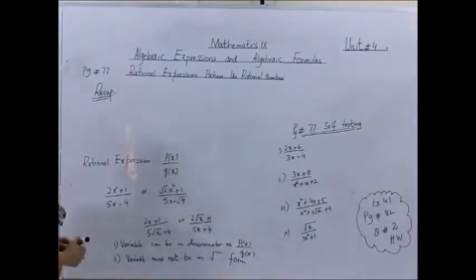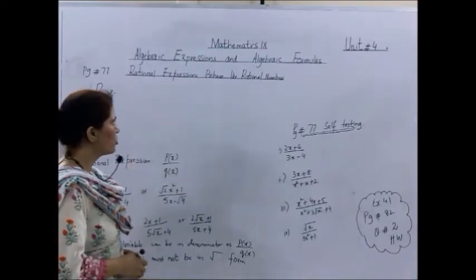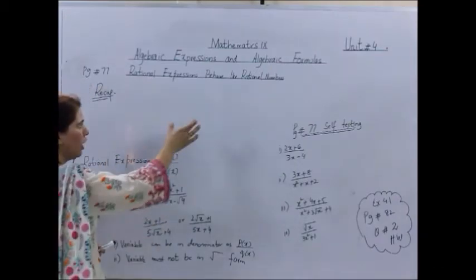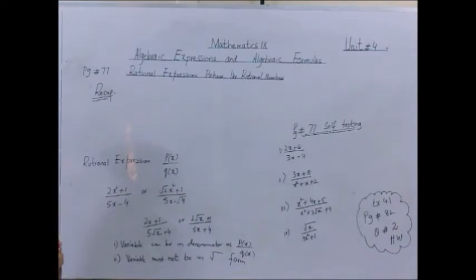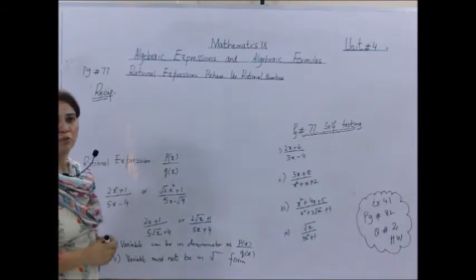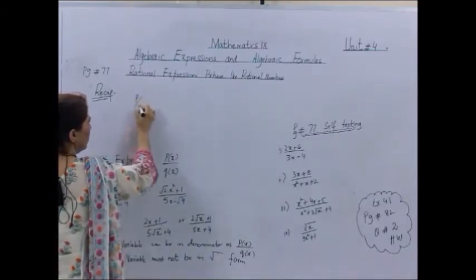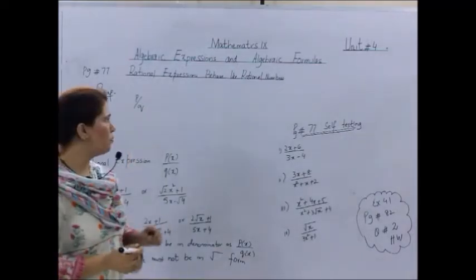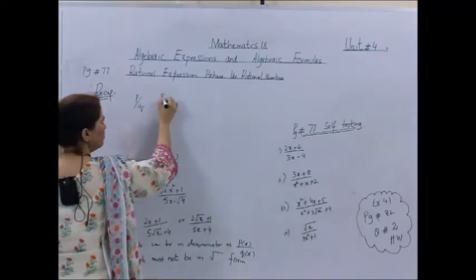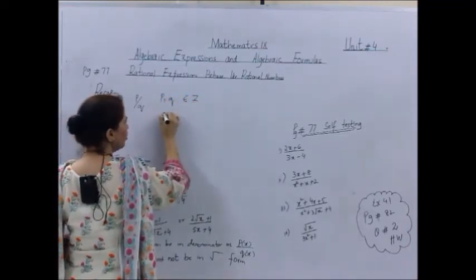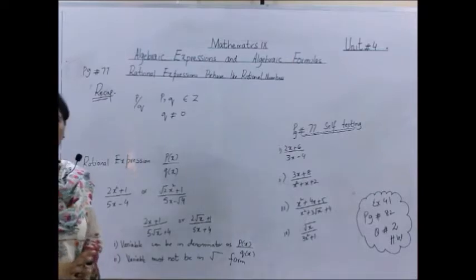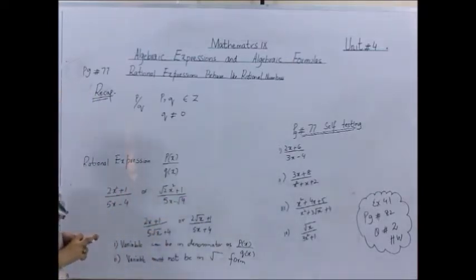Let us move to the next topic on page number 77. Rational expressions behave like rational numbers. Before moving towards rational expressions, we have to take a recap of rational numbers, that what are basically rational numbers. As you know, when numbers are written in the form of p by q, where p and q are integers and q is not equal to 0, this is called a rational number. Your concept of 7th and 8th class.